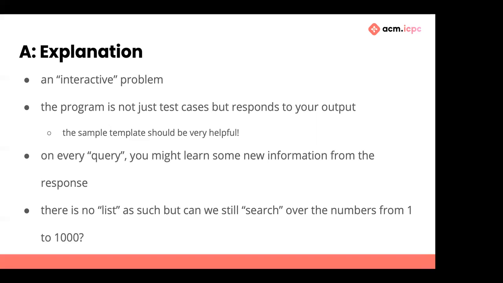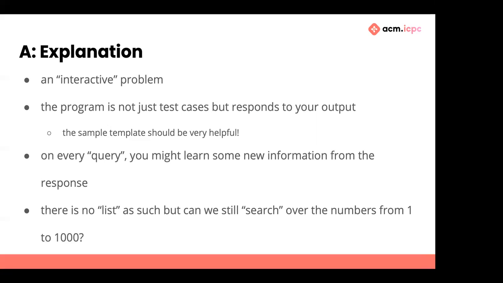We formally call this output a query, and every time we make a query, Kattis gives us new information as a response based on our guess or our query. And every time it gives us a response, we hopefully learn something new and use it in our algorithm. Another thing to note is that there's no list in this problem, but we'll still search over the numbers from 1 to 1,000.